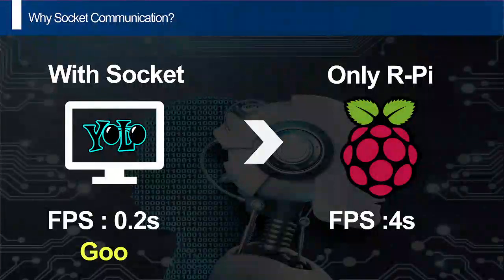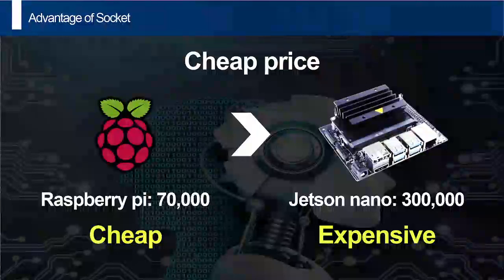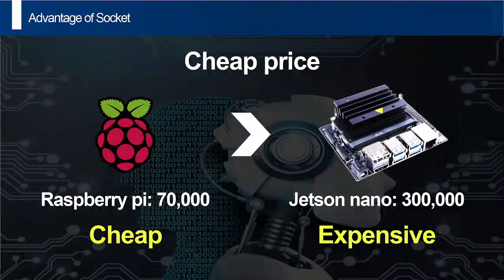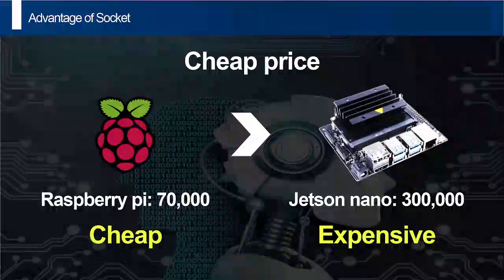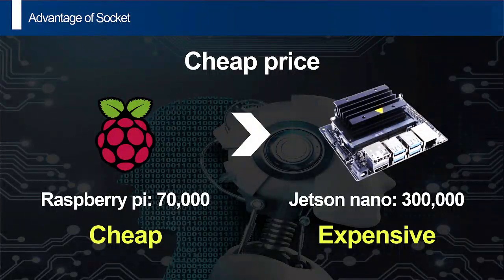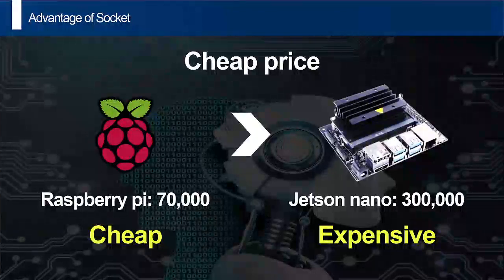Socket communication is adopted because hardware performance is not good enough to run deep learning programs on Raspberry Pi. However, using this method is disadvantageous for FPS. FPS represents frames per second. Also, we chose Raspberry Pi because it is cheap compared to the Jetson Nano Kit. This is advantageous for individual customers who are burdened with the price of the robot.